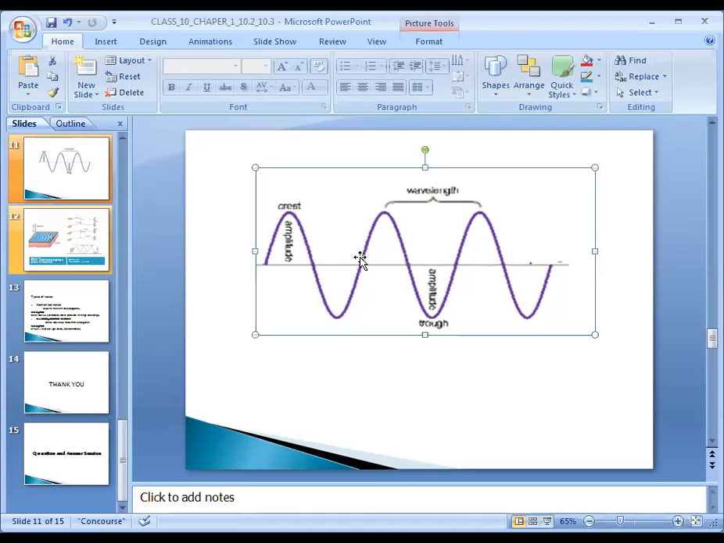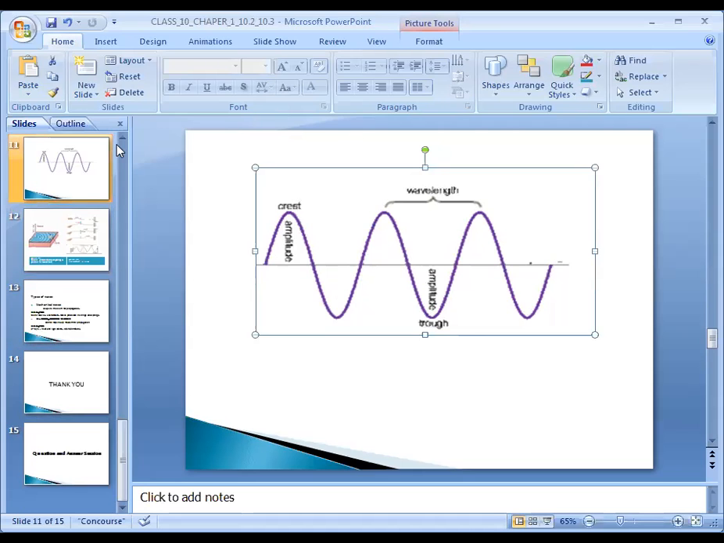If you start your wave from here and it comes back to this point, it means this is the wavelength, one complete distance, a round trip. This could also be the wavelength if you start the wave from here. If you start the wave from here, this is the total wavelength. So we studied crest, trough, amplitude, and the term wavelength.